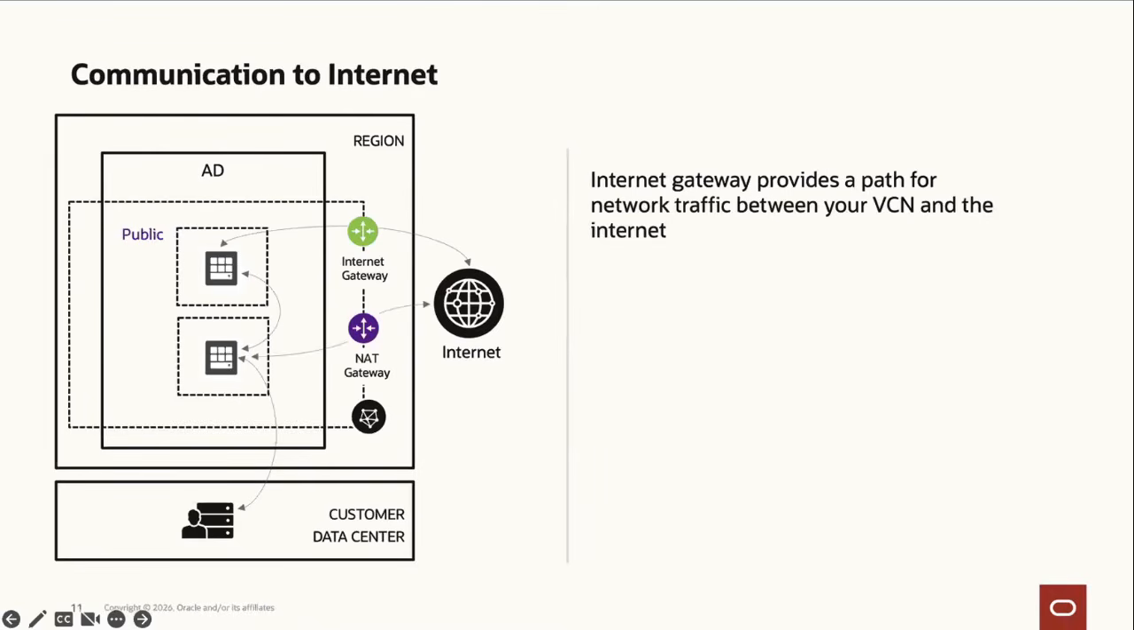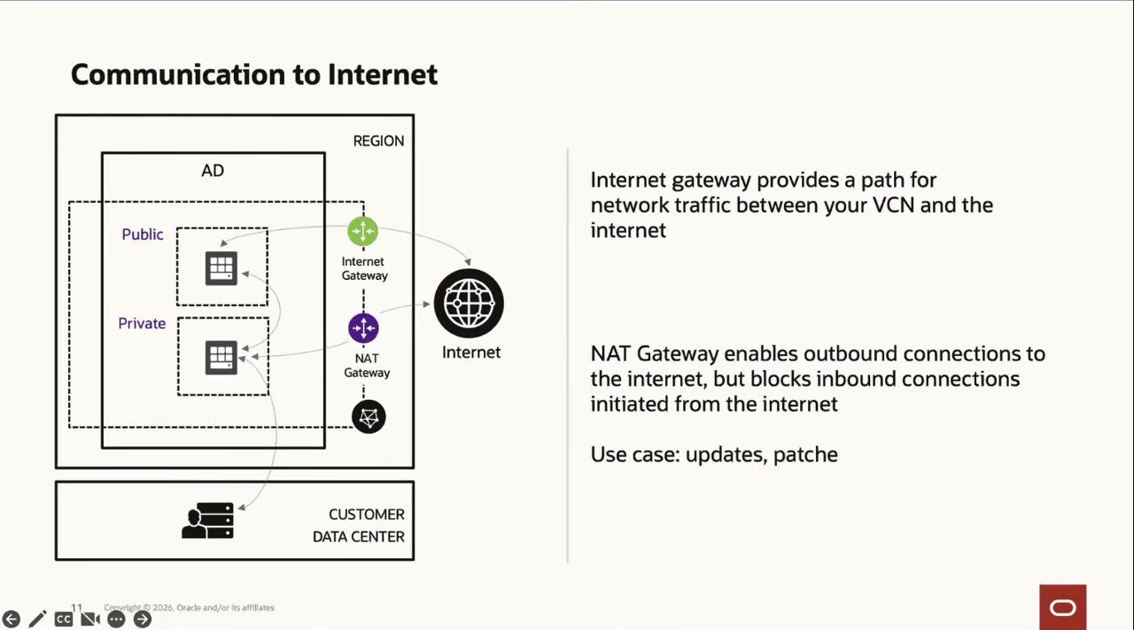Another way to communicate to the internet is using a NAT gateway. A NAT gateway allows outbound connections to the internet, but blocks inbound connections that are initiated from the internet. So hosts can initiate outbound connections to the internet and receive responses, but they cannot receive inbound connections that are initiated from the internet. So it's a great way to keep things secure. And I would say a good use case for NAT gateways is if you need to update or patch anything.